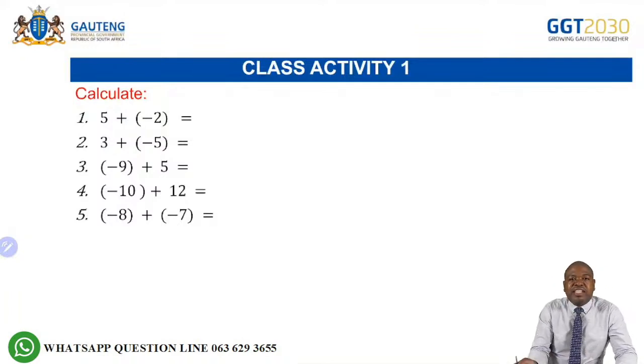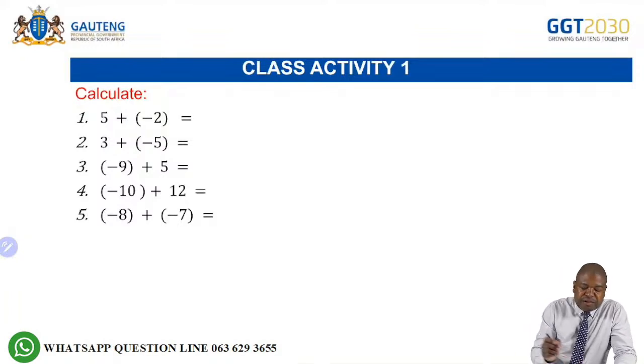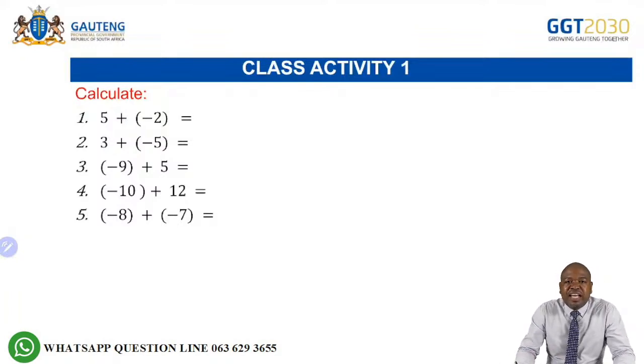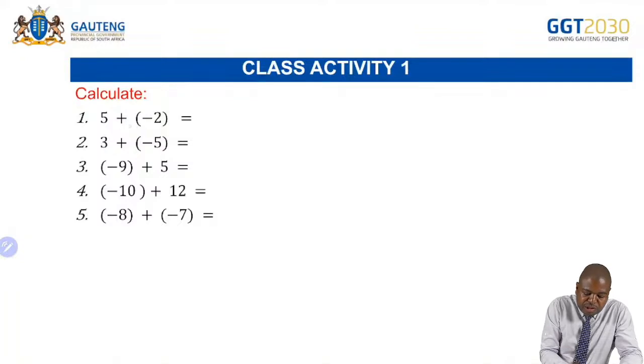Now let's go through our class activity together. What did we say? If you are adding a positive and a negative number, what do you do? You subtract the numbers, and then your answer will have the sign of the bigger number, the bigger number when we are ignoring the signs.